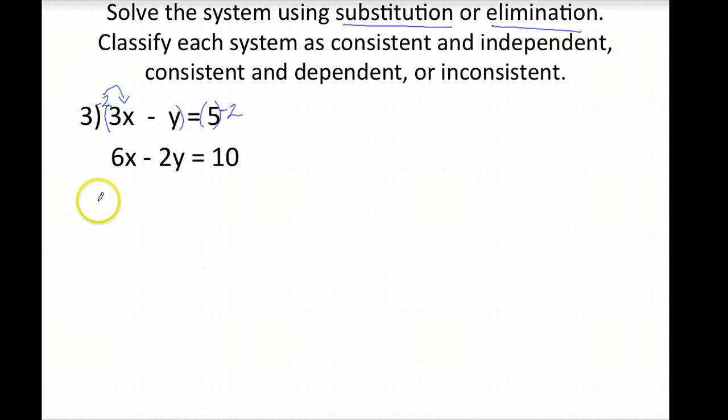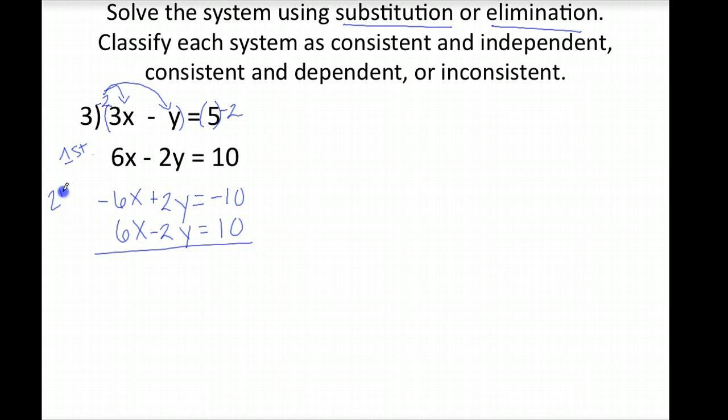-2 times 3x is -6x. That's our first step. -2 times -x is +2y. And that equals 5 times -2, which is -10. And it's helpful to put parentheses around it just to give you that indicator that you're multiplying that out. And then I'm simply going to write the second linear equation beneath it. So 6x minus 2y equals 10.